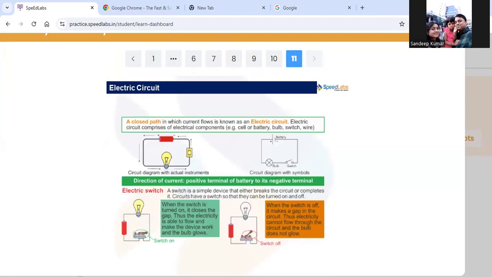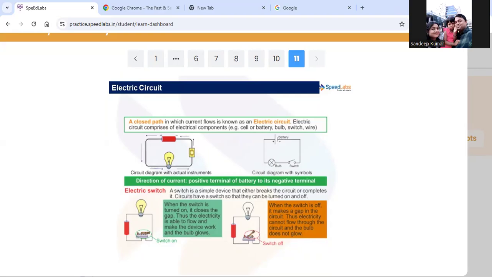There I have shown the electric circuit. A closed path in which the current flows is known as an electric circuit. An electric circuit comprises electrical components like cell, battery, bulb, switch. You can see here, this is a bulb, this is a cell, this is a switch. Okay, so we can represent this with the help of a circuit diagram. Actual components we can replace with symbols, like this is a symbol for battery, this is a symbol for bulb, this is a symbol for switch.